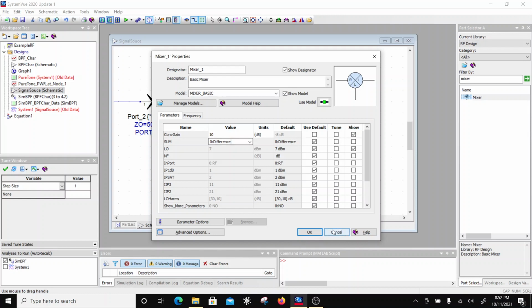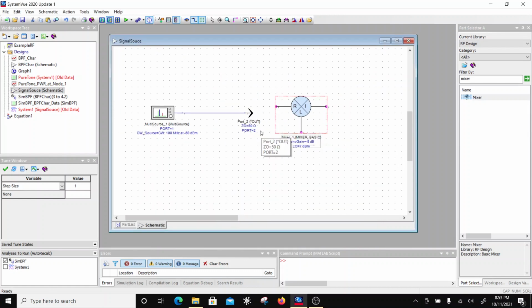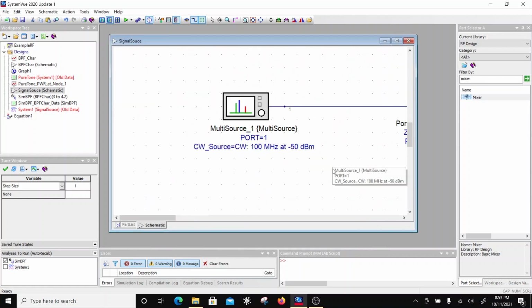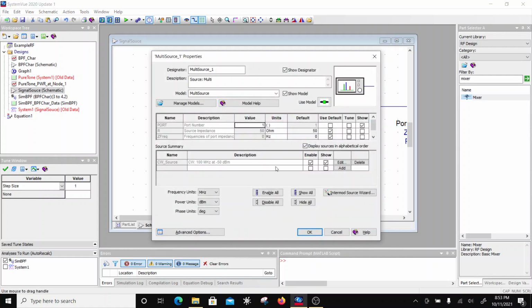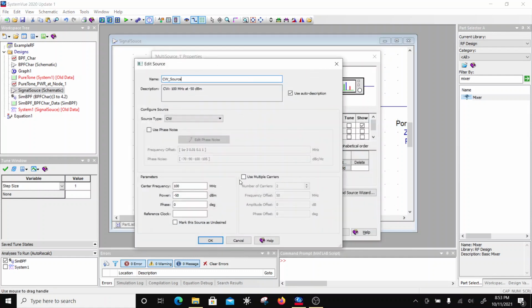So first of all, let me just cancel this. Let's go here, because we are looking in this band, let's put here an IF frequency. So let me just add this, and let me just edit this to 11 megahertz. Okay, so that's basically the channel bandwidth.